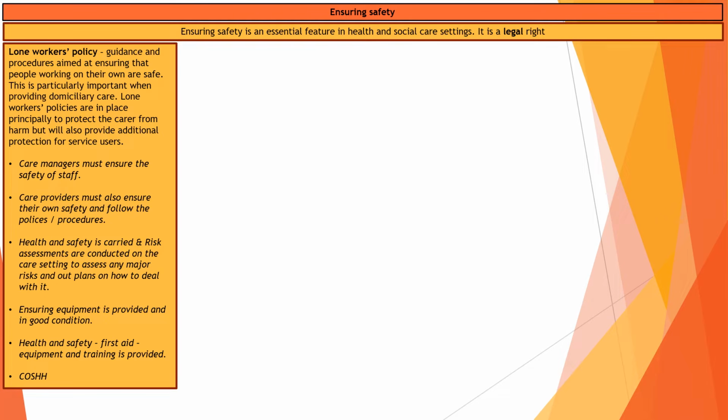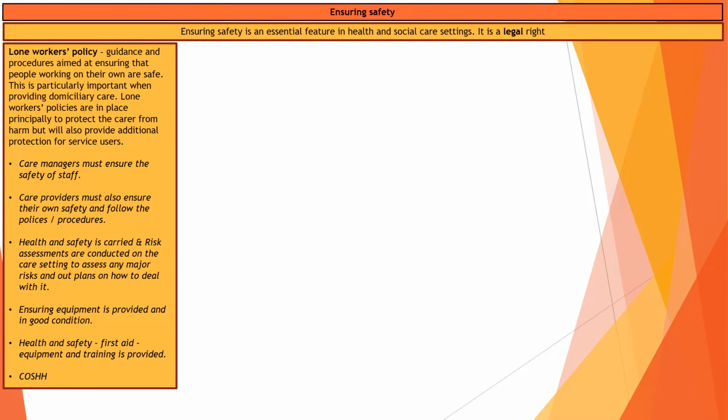Further to this, we have lone worker policies. Essentially, any setting where a care worker or some kind of care professional is going to be working on their own, which often happens with domiciliary care, where a care worker goes into a person's home. Again, a lone worker policy would need to be put in place. Lone worker policies generally cover a lot of what we've already mentioned: risk assessments, COSHH training, but it also covers making sure equipment has been provided, and that health and safety is met in terms of providing first aid training and first aid equipment.